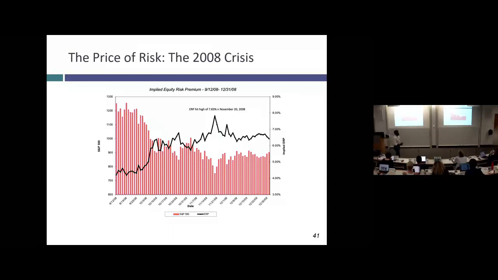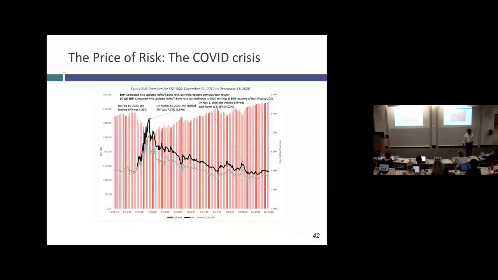The equity risk premium by the end of the year ended at 6.4%, up from 4.2%. And it took almost 3 years for the equity risk premium to return back to where it was before the 2008 crisis. Long time.